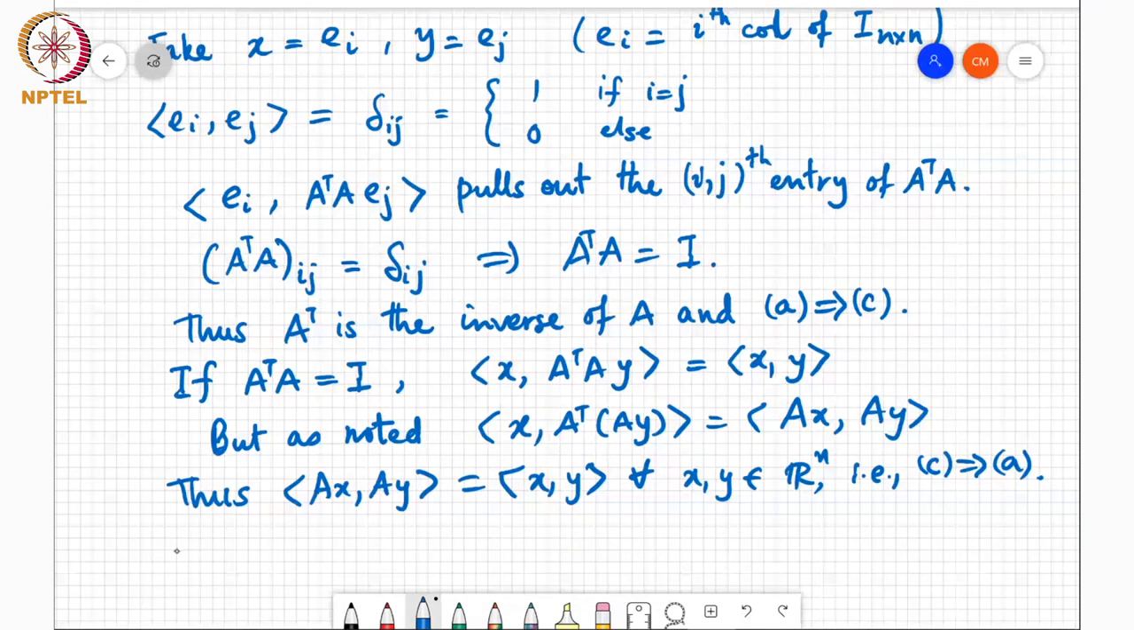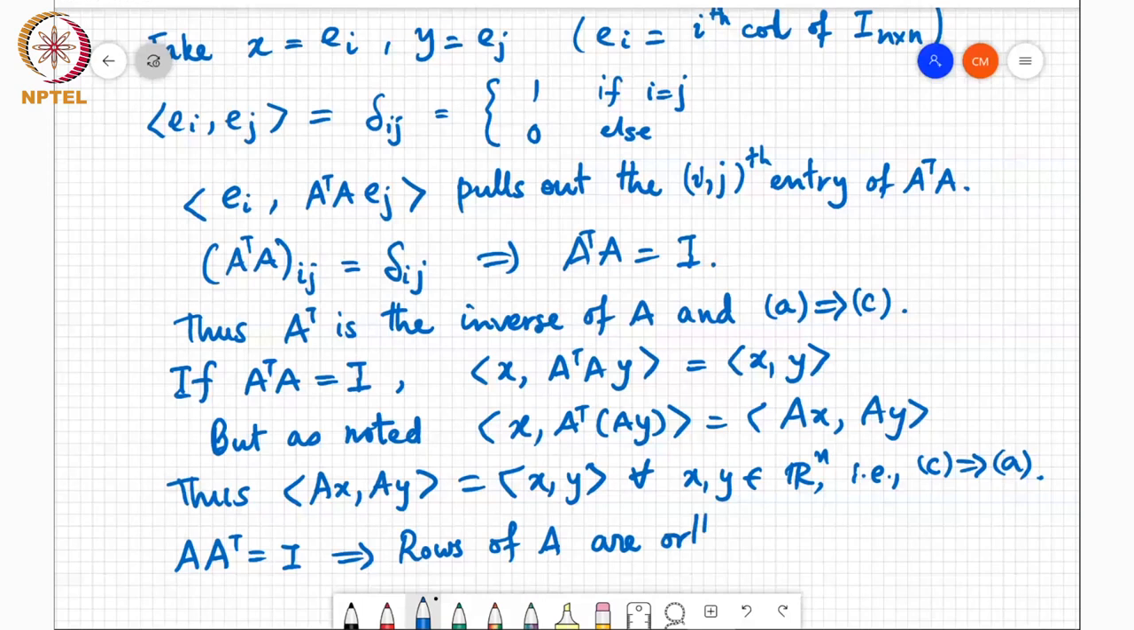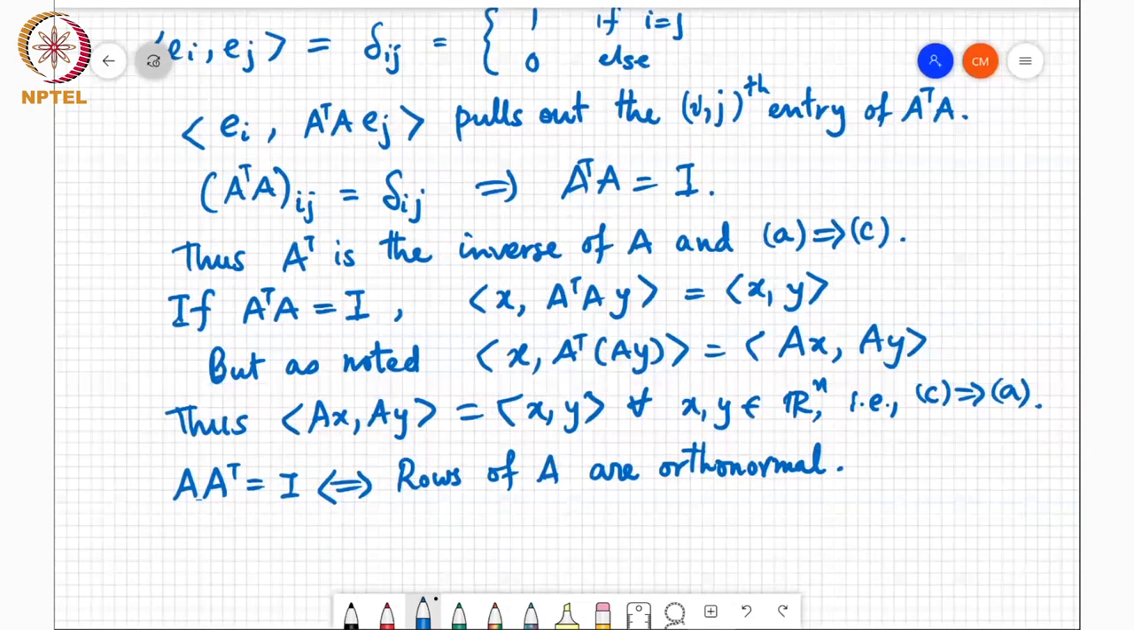And the last step is just that if A A transpose equals I, it means that the rows of A are orthonormal. So these two are equivalent statements, because this is just computing the inner product between rows of A, and if this is equal to I, it means if I take any distinct pair of rows, they are orthogonal to each other, and if I take any row, it has unit inner product with itself. So the rows of A are orthonormal, and C implies D and D implies C. Similarly A transpose A equals I is the same as saying that the columns of A are orthonormal.